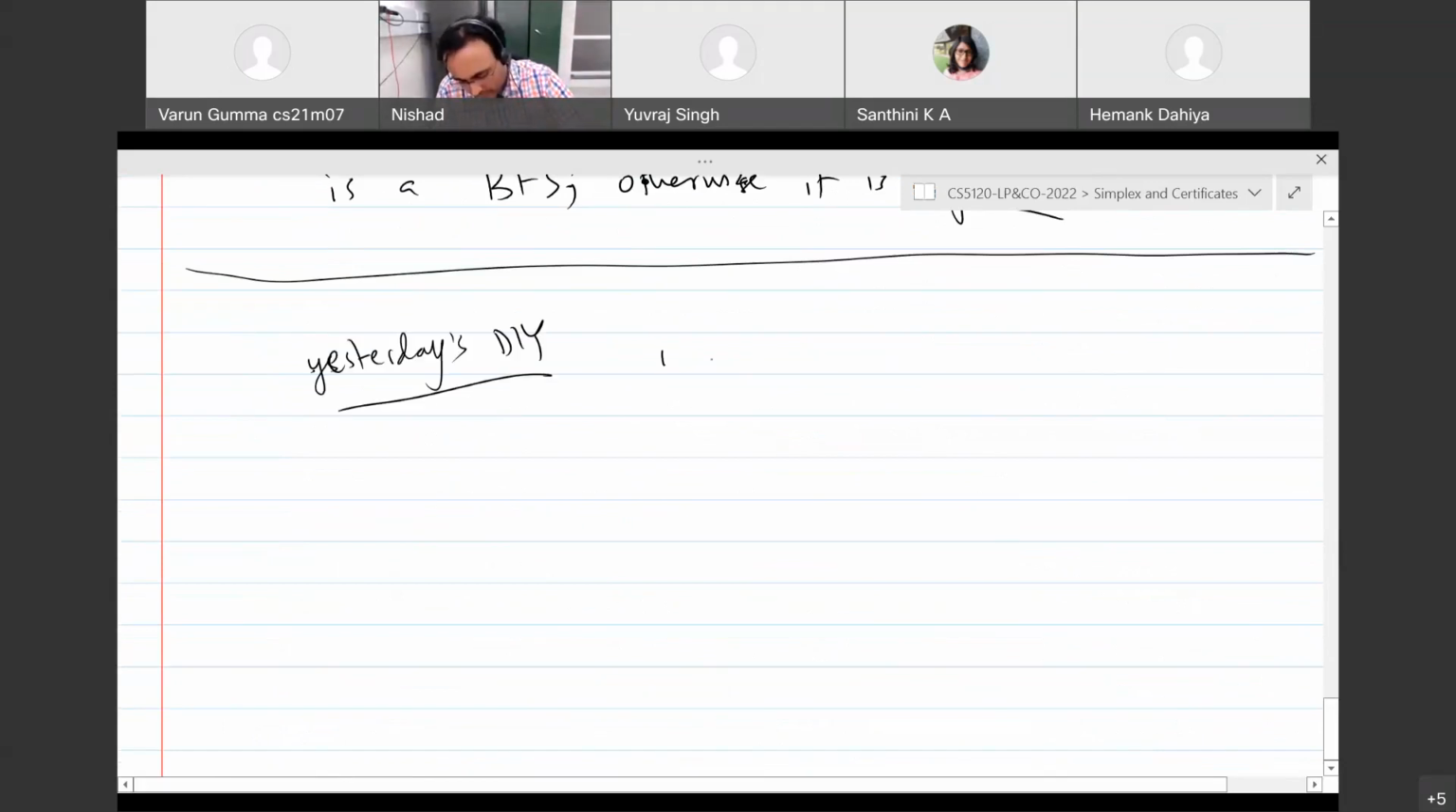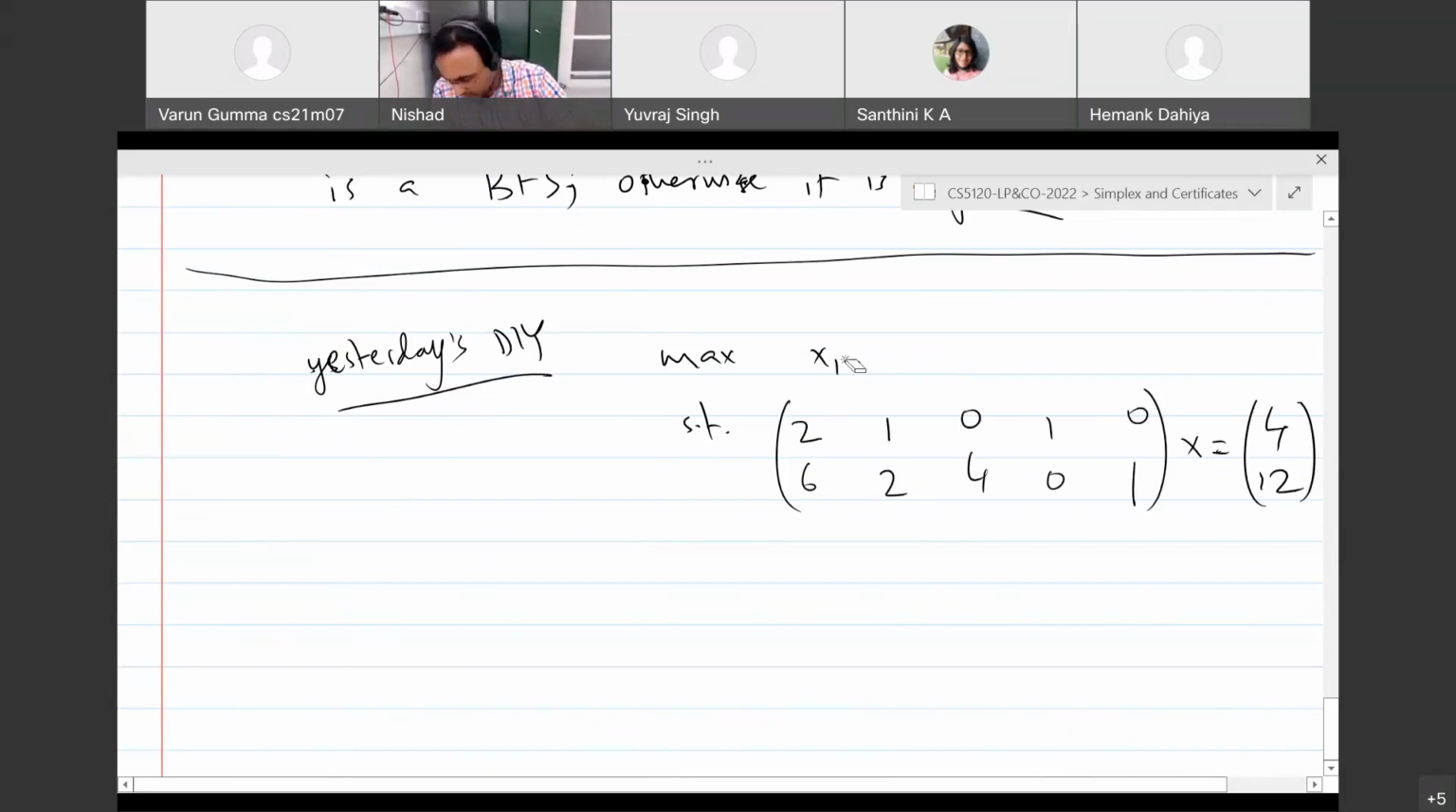So you are supposed to maximize x1 plus x2 plus x3 subject to the following constraints. In fact, I will just write it down in matrix format. 2, 6, 1, 2, 0, 4, 1, 0, and 0, 1. And maybe let me just write this down as 1, 1, 1, 0, 0. Right. So we have two constraints and 5 variables, and then of course we have the non-negativity constraints.